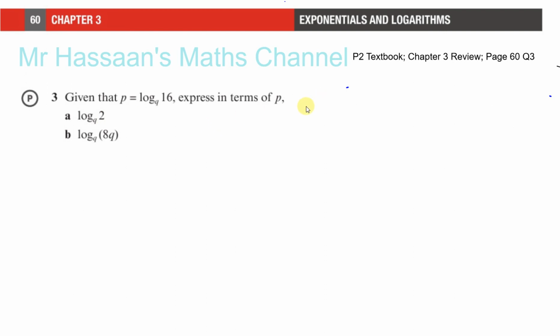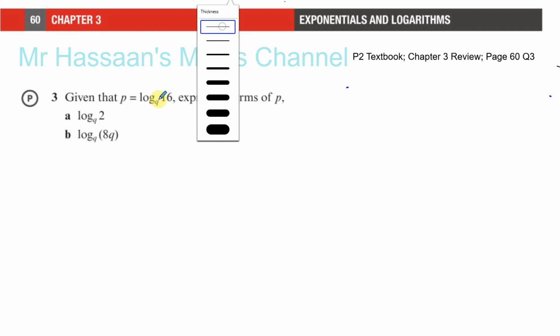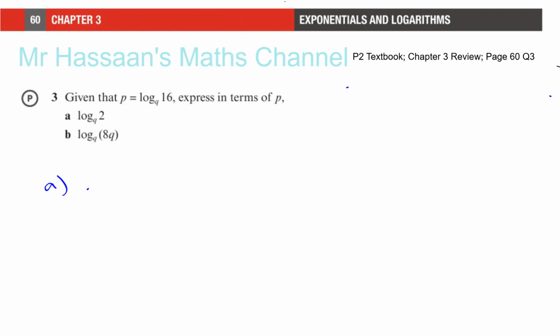Okay, so basically your answer should be, in terms of p, log to the base q of 2 equals something with just p in it. Okay, so now for part A, we have log to the base q of 2.